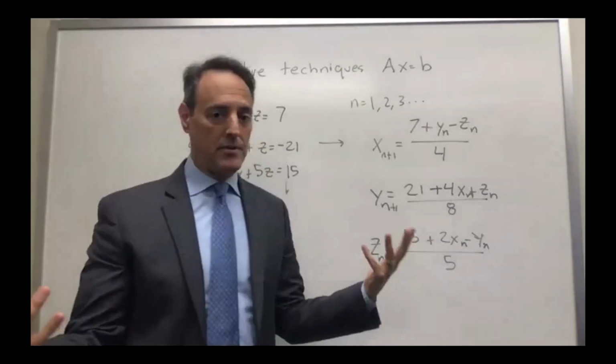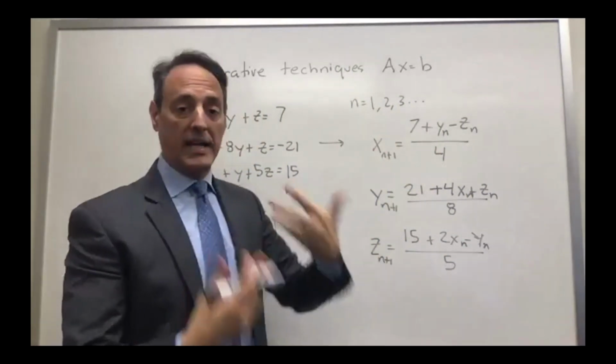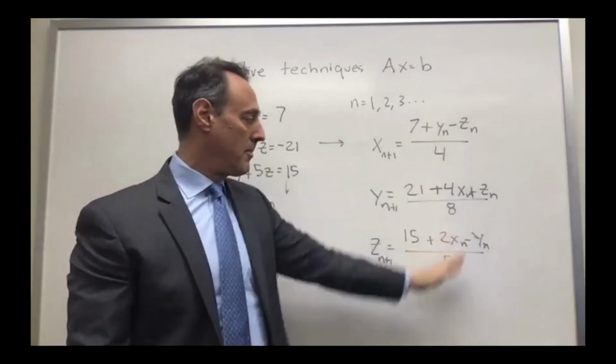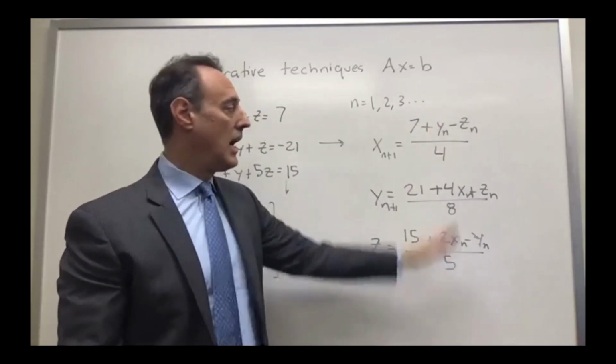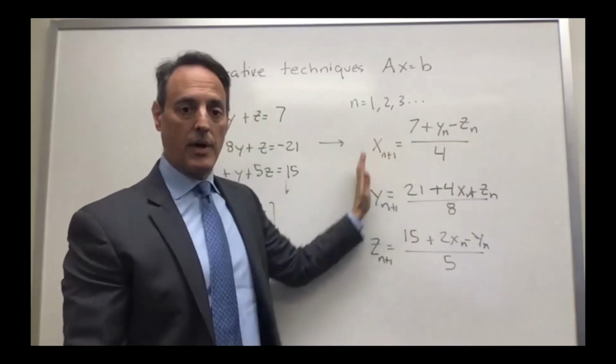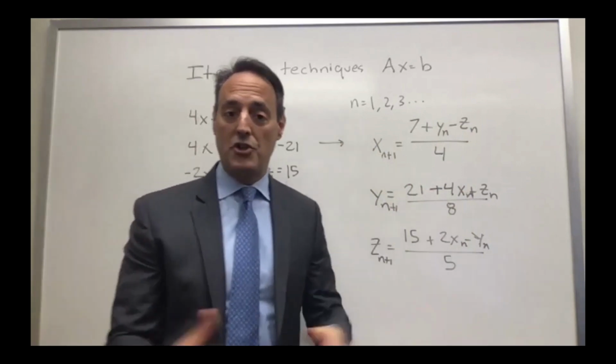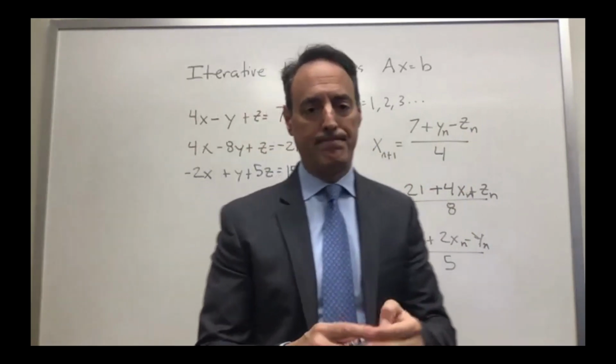Guess some values of x, y, and z. Throw them in here. When I guess these values, I put them in here as x1, y1, z1, and I get x2, y2, z2. Put those in here to get x3, y3, z3, and so forth, and just start iterating. And then the question is, what happens when you do that?